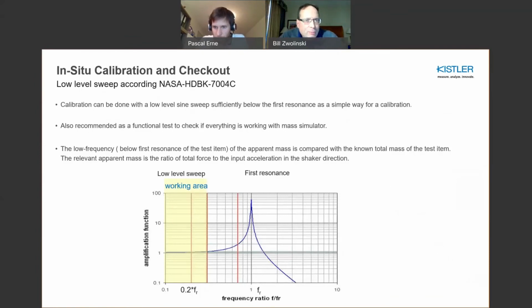Oftentimes with calibration checkout, it's a dynamic in situ checkout. I went over this in part one. In this case, you would basically vibrate the test platform under the first resonance, maybe with a mass simulator, and you would then compare the apparent mass to the known mass, and that would give you an idea of what the calibration factors would be.